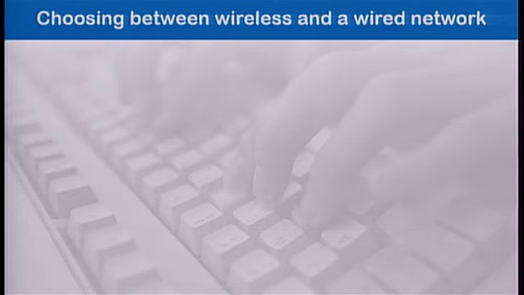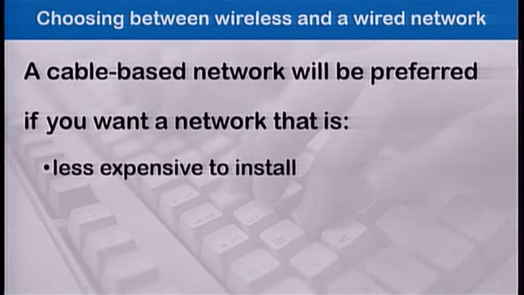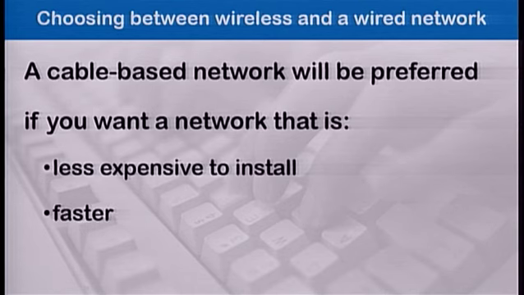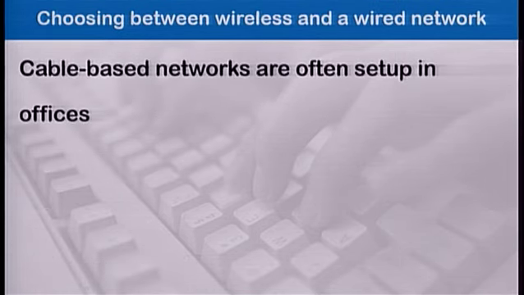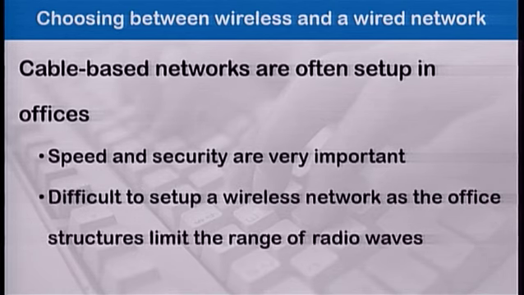A cable-based network will be preferred if you want a network that is less expensive to install, faster, and more secure. Cable-based networks are often set up in offices where speed and security are very important. Another reason why cable-based networks are preferred in offices is because it is difficult to set up a wireless network as the office structures limit the range of radio waves.